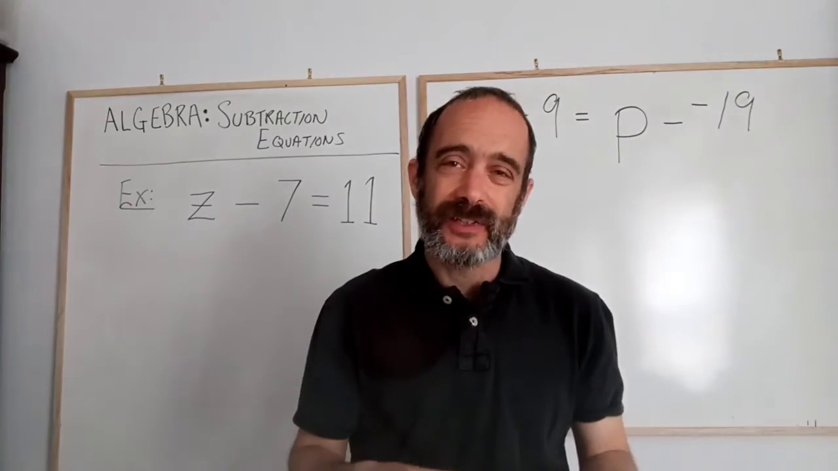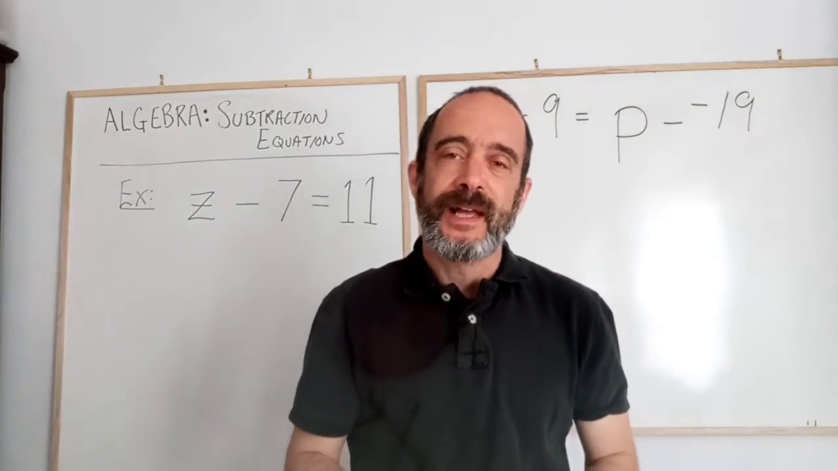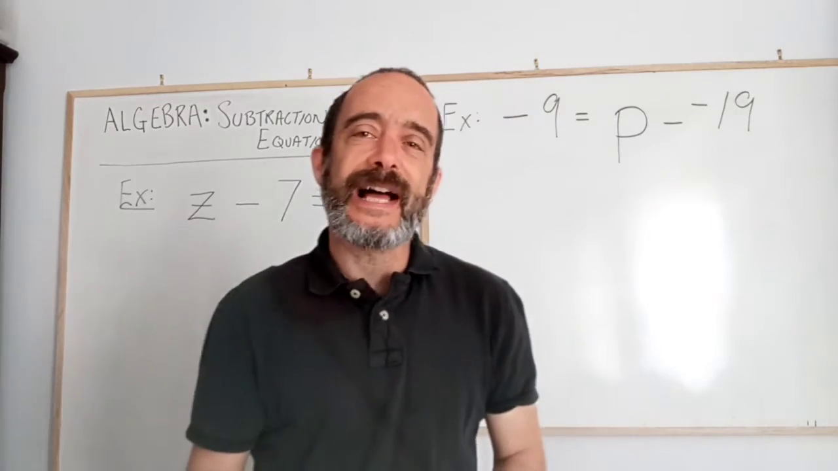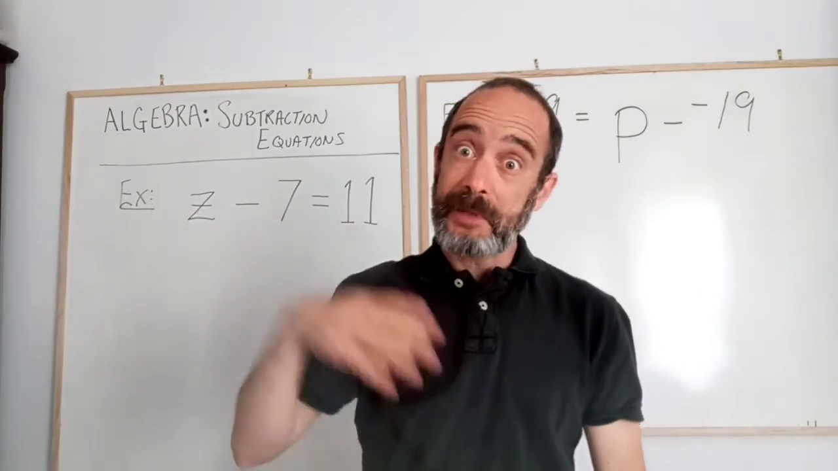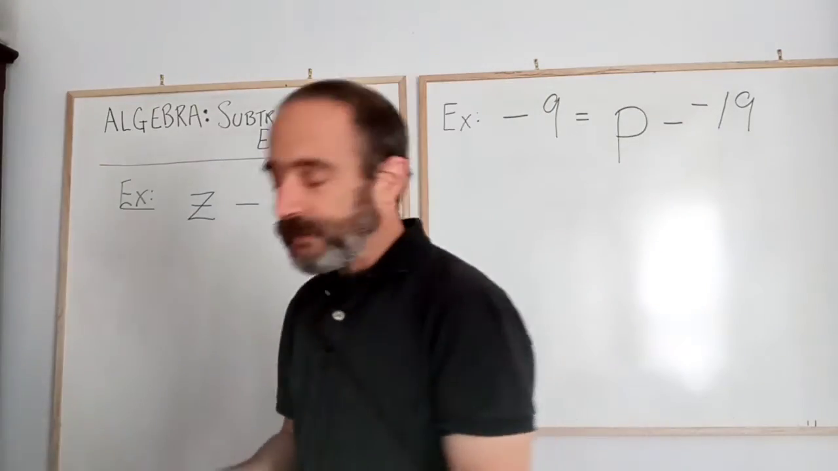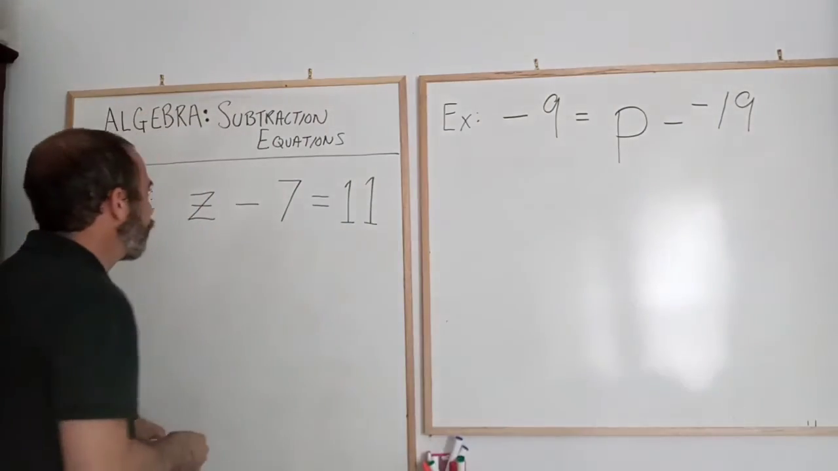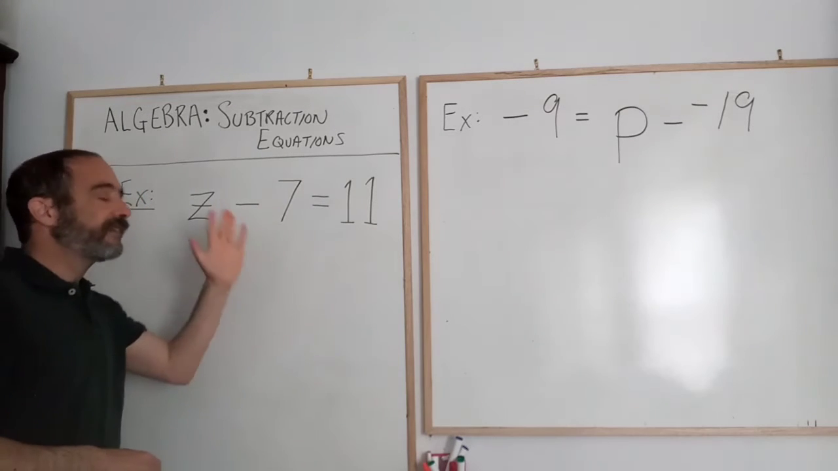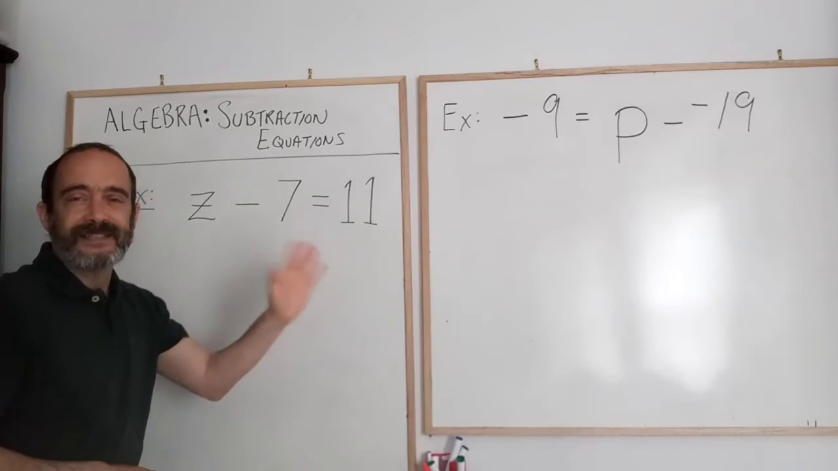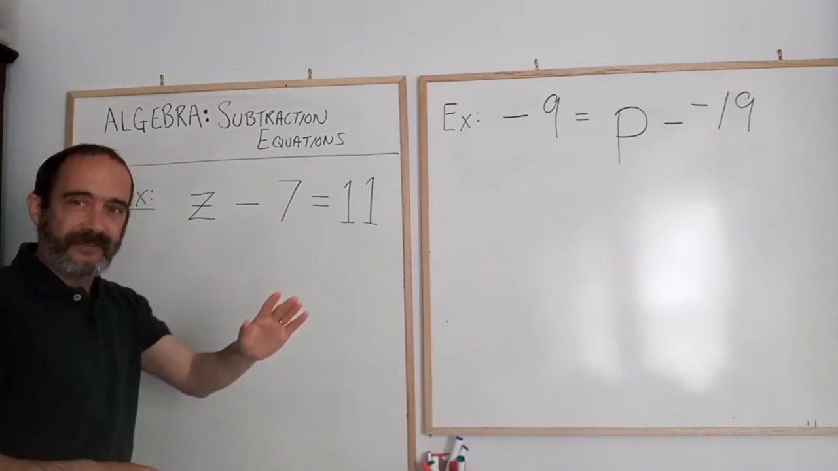Now subtraction equations are really quite similar to the addition equations that we did last time, except they're subtraction. So we have a minus instead of a plus, right? So here's our first example. We have z minus 7 equals 11.